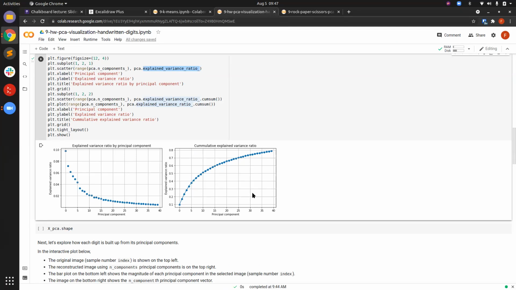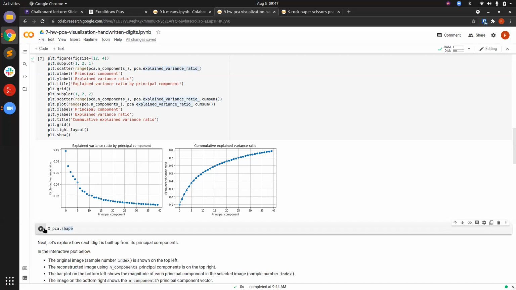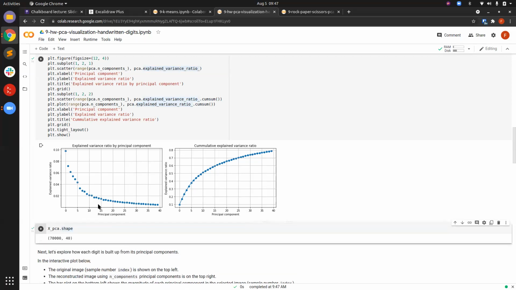Now we know that the image is 784 dimensional. So that means that the first 40 components together explain 80% of the variance in the image. And the last 744 components together only represent about 20% of the variance in the image. So most of the information in the image is included in the first principal components.